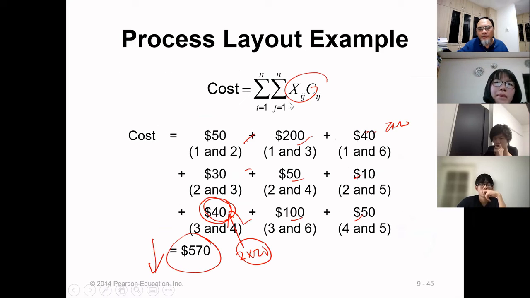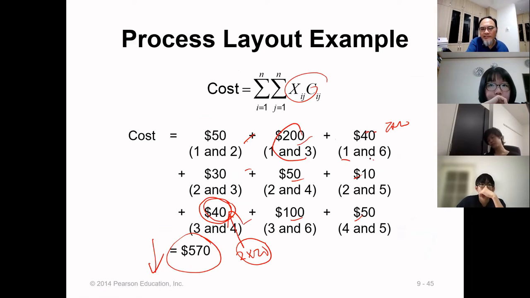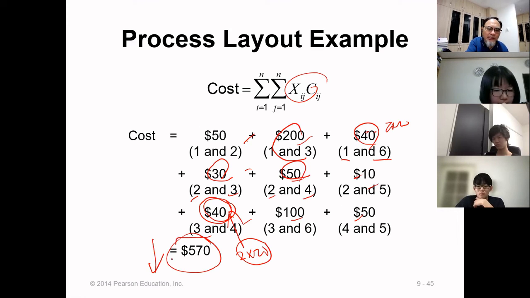What you do is calculate the cost for the existing position of departments. So you add up the number of loads multiplied by the cost. C in this case is the distance between one department and another. So you'll get, for example, between 1 and 2, it is $50. Between 1 and 3 is $200. Between 1 and 6 is $40. 2 and 3 is $30. 2 and 4 is $40. And so on. We will give you $570 for the first arrangement.